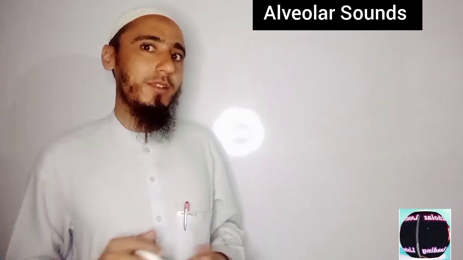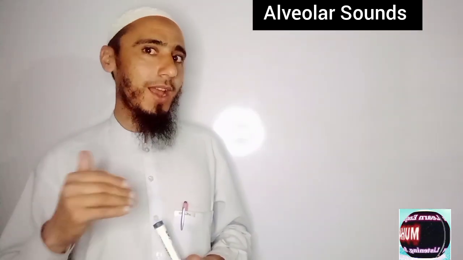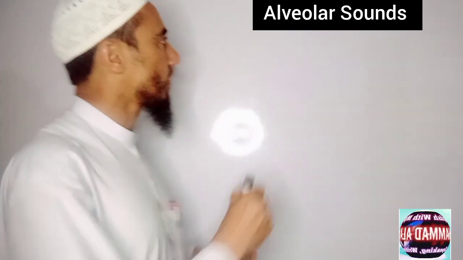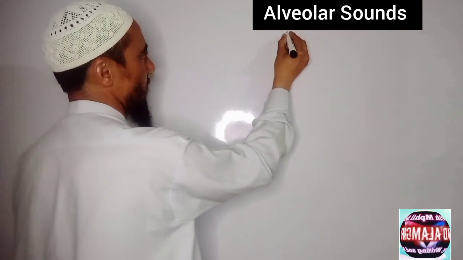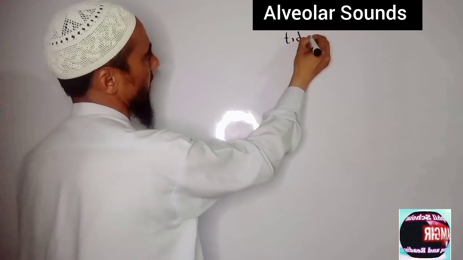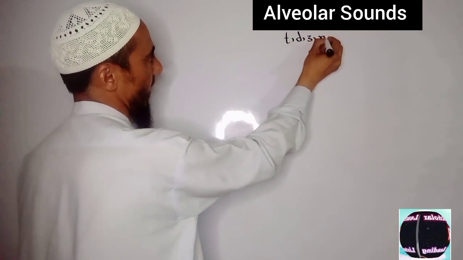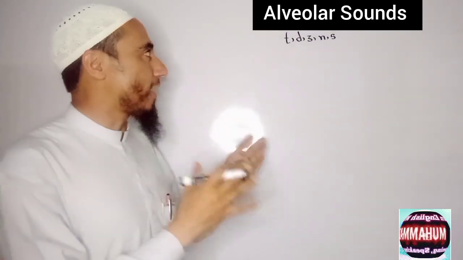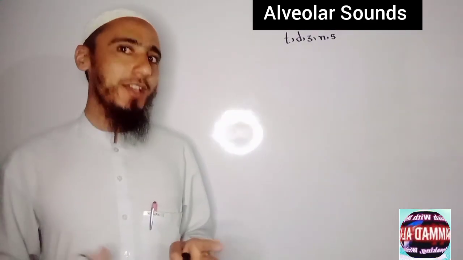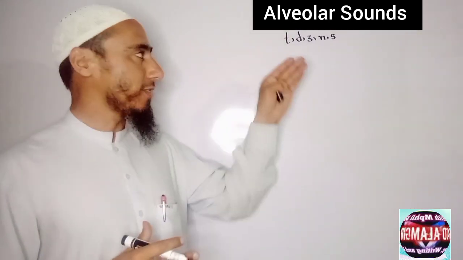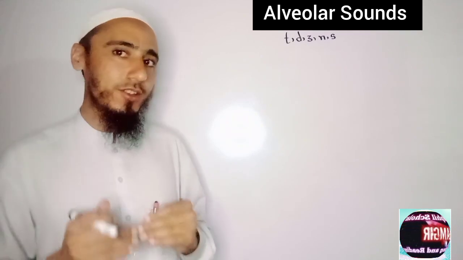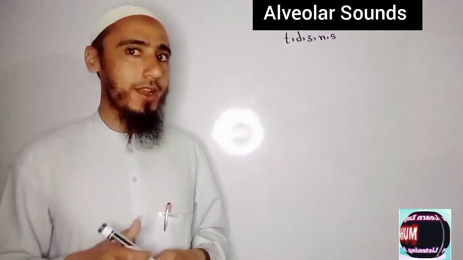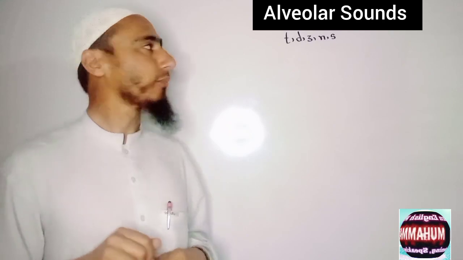So, how many sounds are formed by the alveolar ridge and our upper front teeth? I'm just going to categorize them one by one. Let me write these sounds. The first one is T, the next one is D, the third one is Z, the fourth one is N, and the fifth one is S. So these are the sounds which are known as alveolar sounds. Why? Because these are produced with the front part of our tongue and the alveolar ridge, which is a bony, hard and rough ridge immediately behind our upper front teeth.